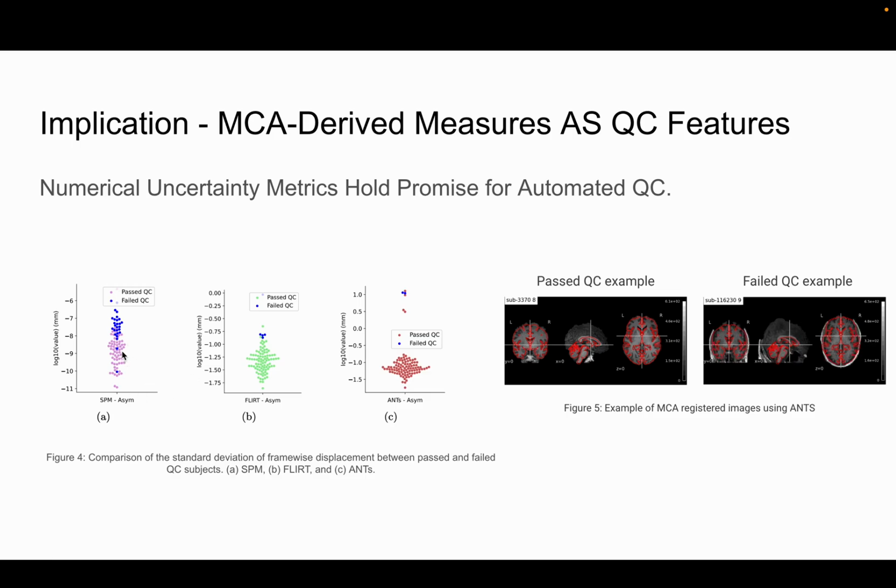You can see it here as a plot. The standard deviation for subjects that passed quality control is lower than for those that failed registration. This holds for SPM, FSL, and ANTs. So there's hope to use this as a feature for automated quality control.